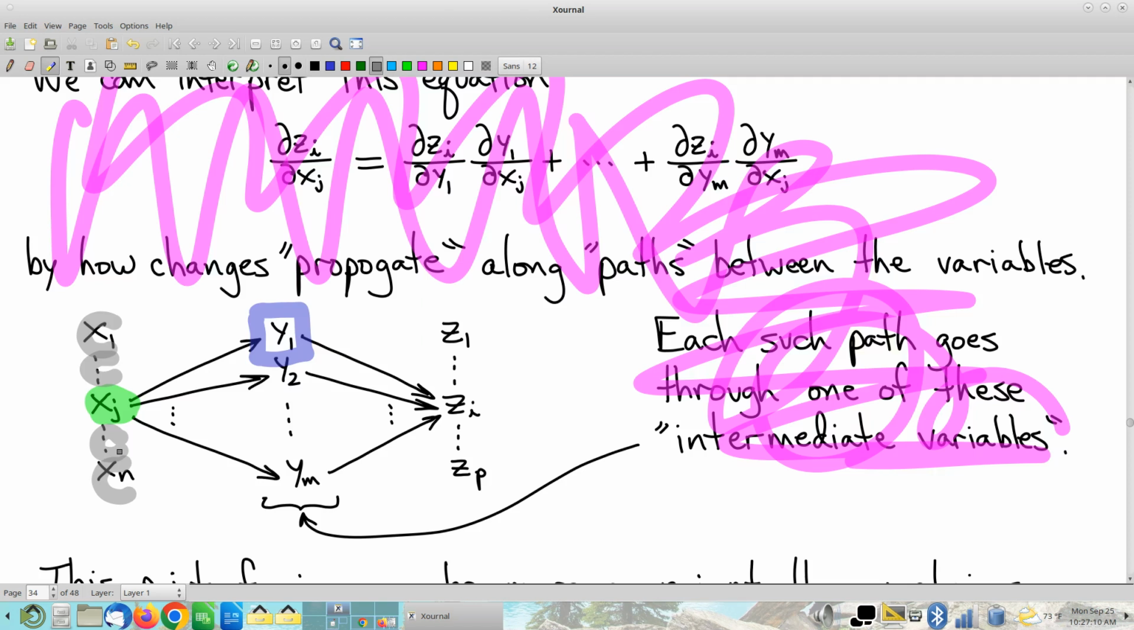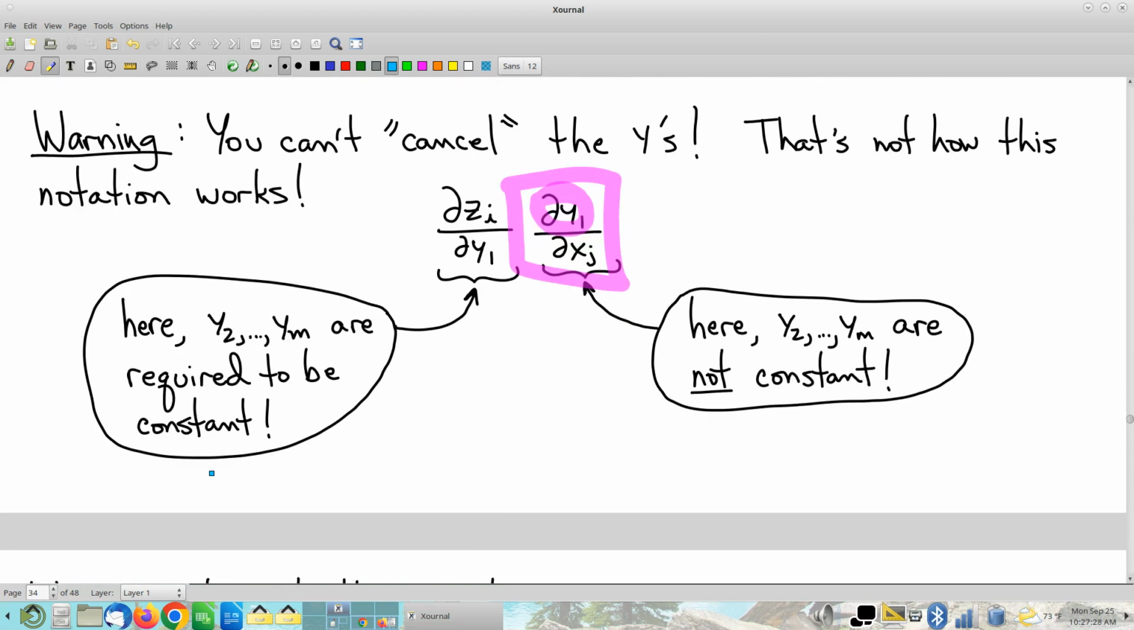So in this story, all of these are changing. How am I going to represent that? I'm just going to circle all those other y variables that are changing. That's what's happening in the first factor here.